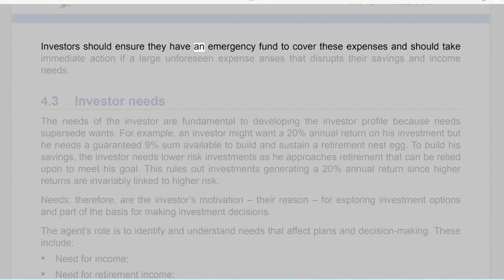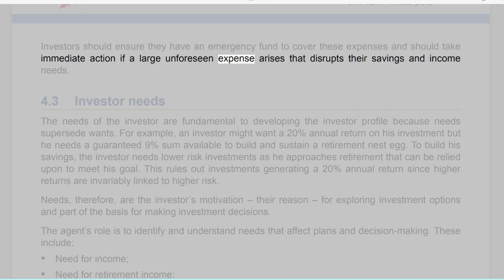Investors should ensure they have an emergency fund to cover these expenses and should take immediate action if a large unforeseen expense arises that disrupts their savings and income needs. 4.3 Investor needs.